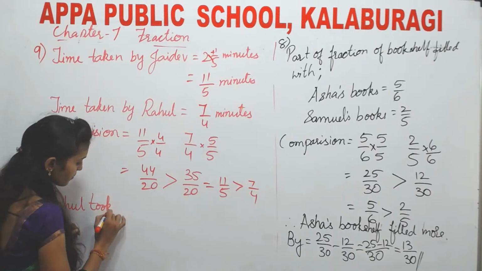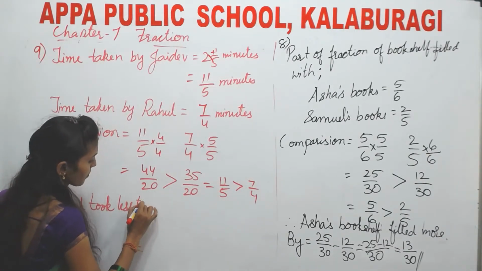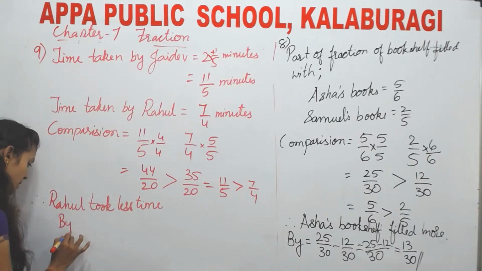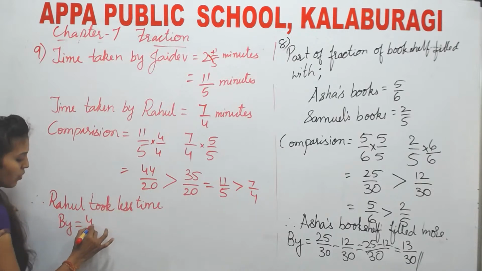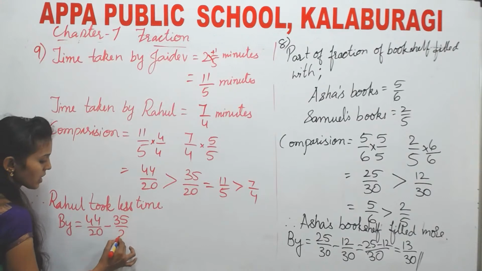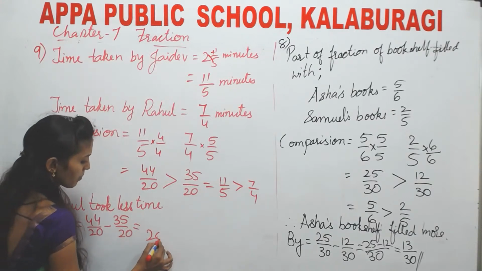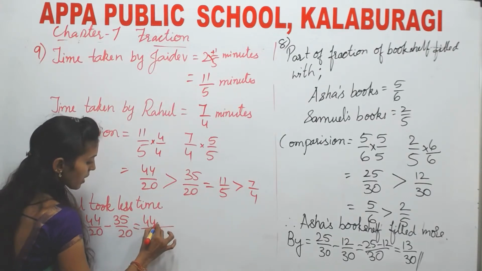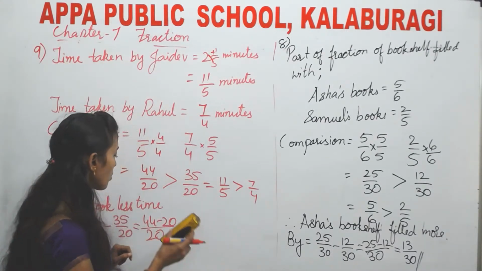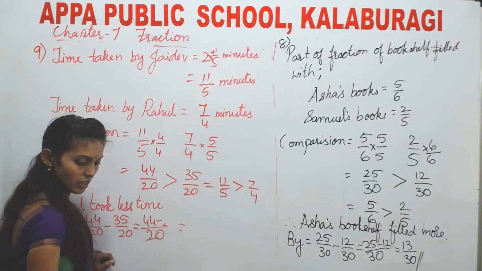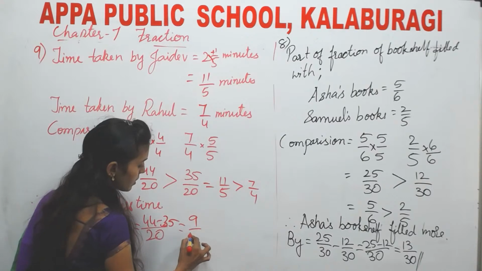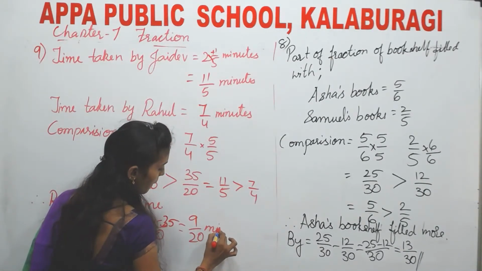Rahul took less time. By what fraction? Subtract: 44 by 20 minus 35 by 20. The denominator is the same, keep it as it is. Subtract the numerators: 44 minus 35. It is 9 by 20 minutes.